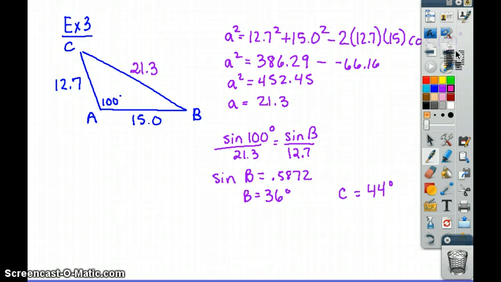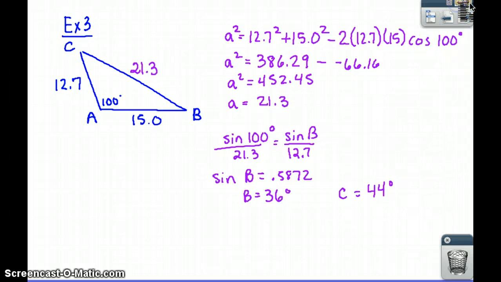Okay, the first thing I did was I solved for A. I had side angle side. I solved for A, setting it up, and I got 21.3. And then the order that you solve for angle B and angle C really didn't make a difference. Both of them were acute, so you didn't have trouble with using law of sines either way. I got that angle B was 36 degrees and angle C was 44.